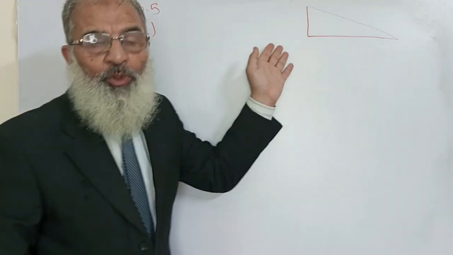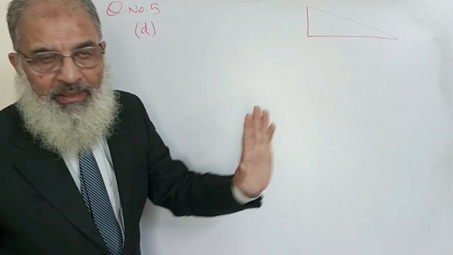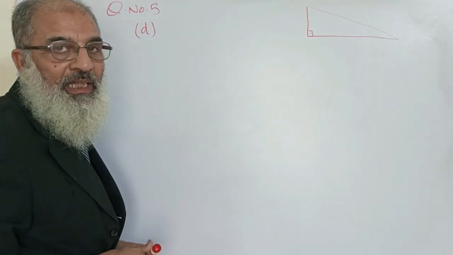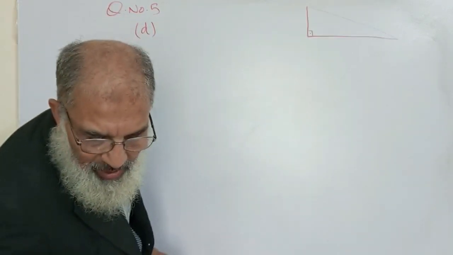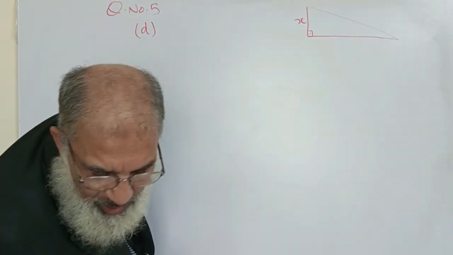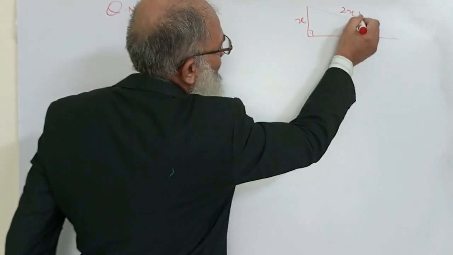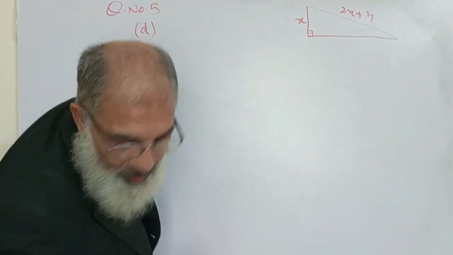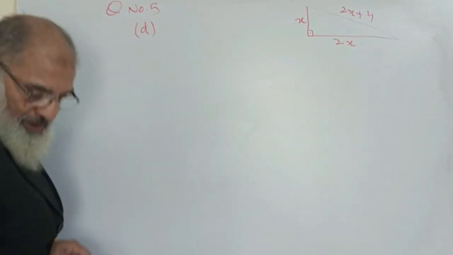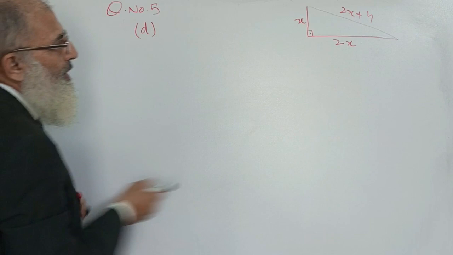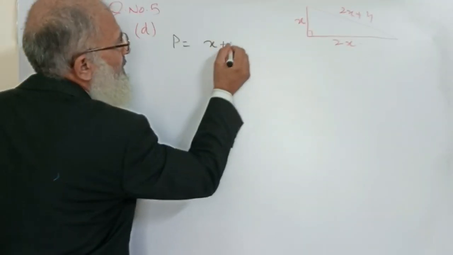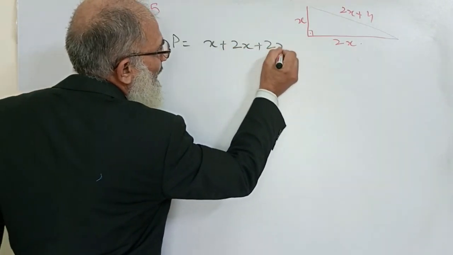But it is far easier to call it a right angle triangle because this angle is 90 degrees. So the dimensions given are x, 2x plus 4 and 2x. Okay, let me solve it now. P is equal to x plus 2x plus 2x plus 4.